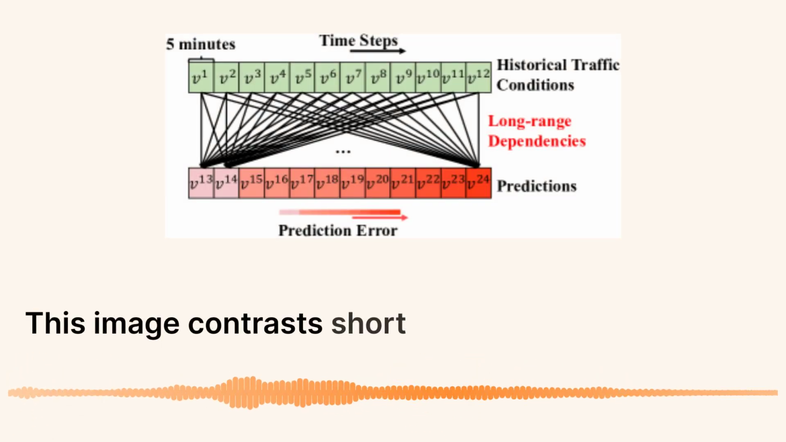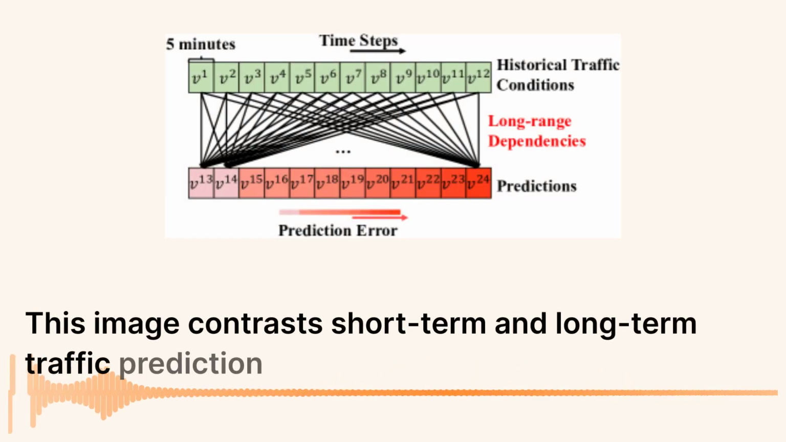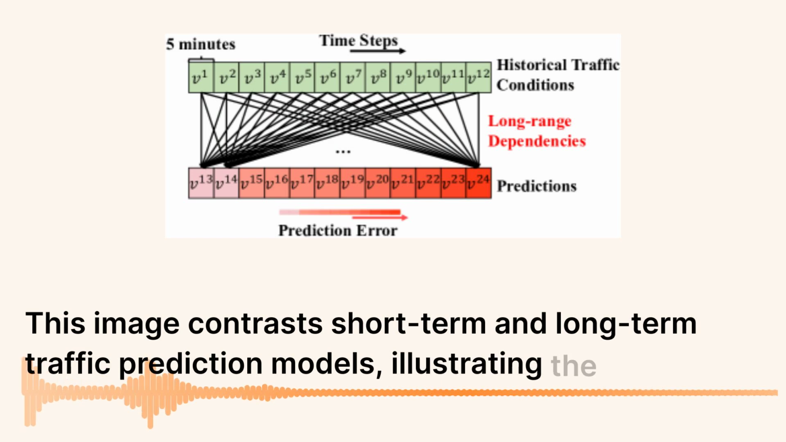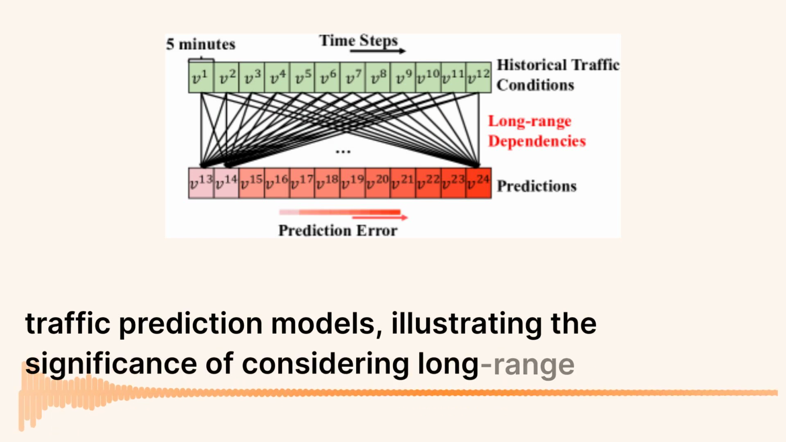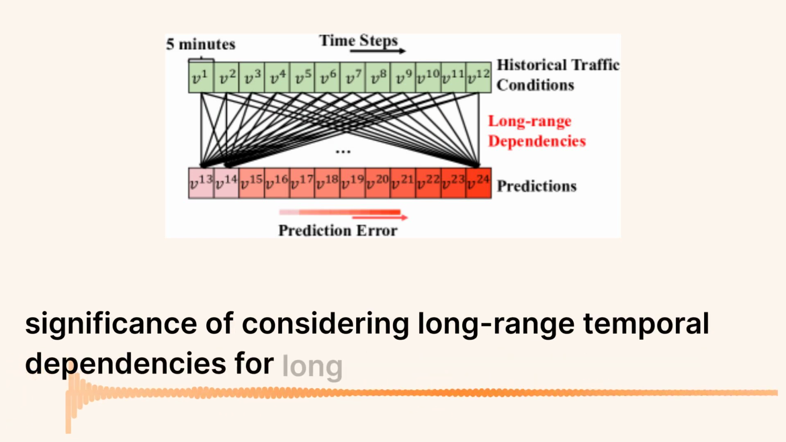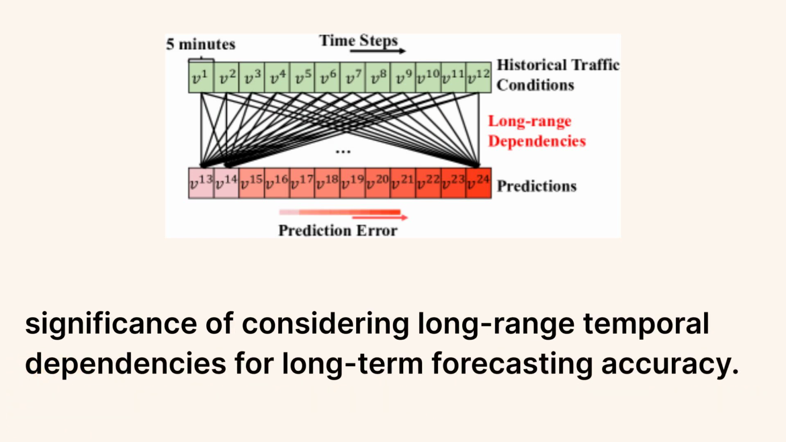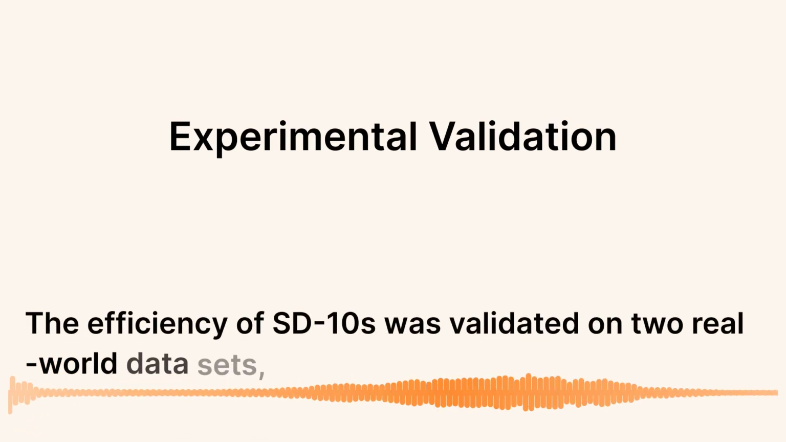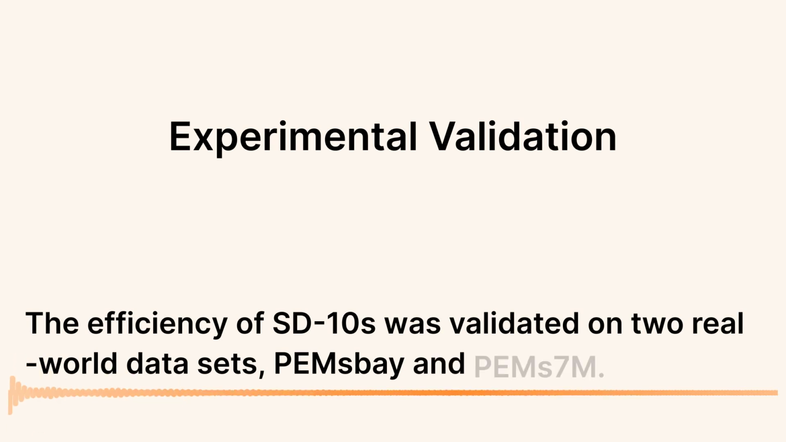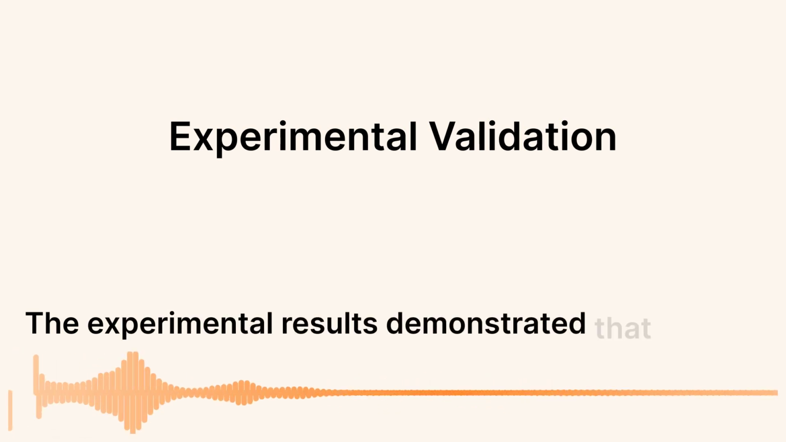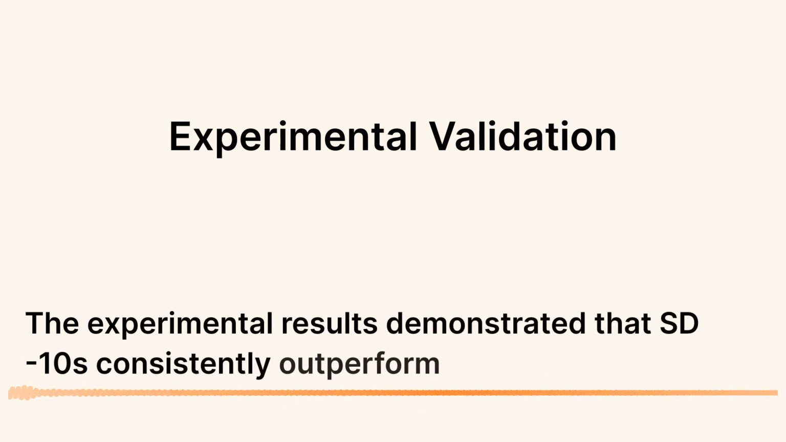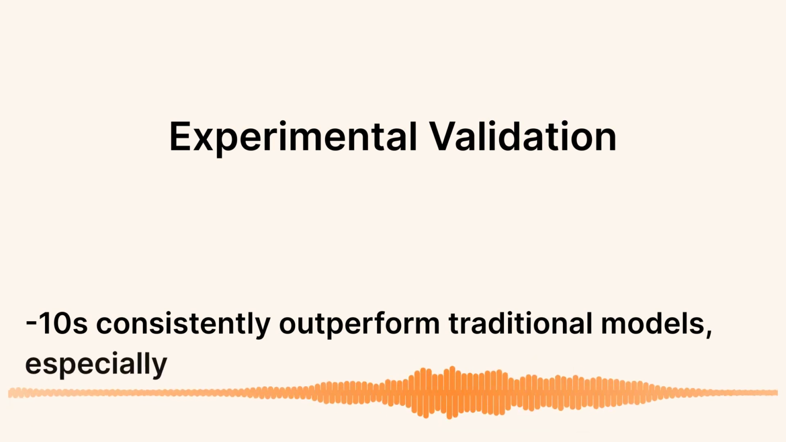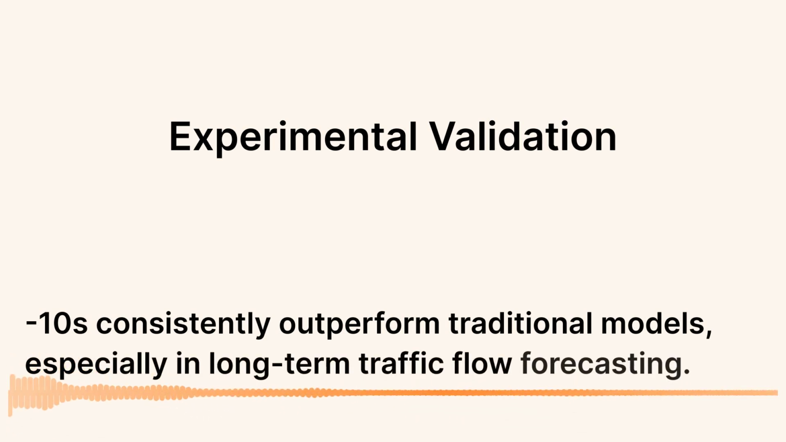This image contrasts short-term and long-term traffic prediction models, illustrating the significance of considering long-range temporal dependencies for long-term forecasting accuracy. The efficiency of STTNs was validated on two real-world datasets, PEMS-BAY and PEMS-7M. The experimental results demonstrated that STTNs consistently outperform traditional models, especially in long-term traffic flow forecasting.